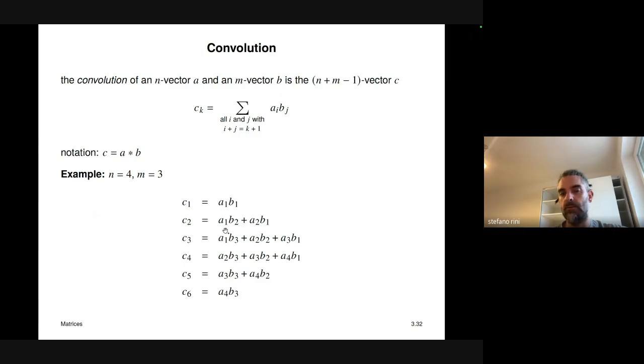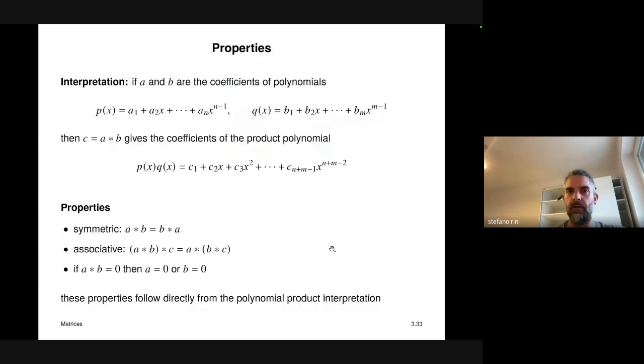So we have two elements: A1 B2, and A2 plus B1, and we sum them together. Now let's say that the sum of the indices has to be equal to 3 plus 1, which is equal to 4. And now we have these three elements: 1 and 3, 2 and 2, and 3 and 1, and so on and so forth. Well, kind of strange. So why do we bother about convolution?